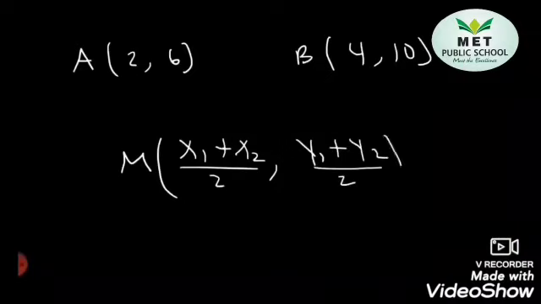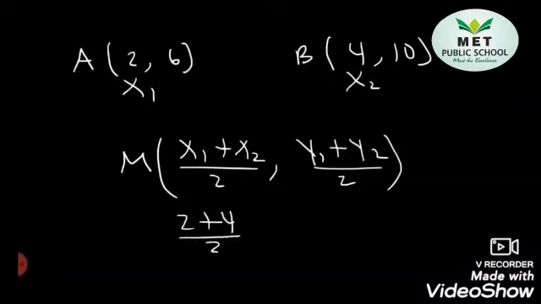Already the two coordinates are given for you, A and B. The first coordinate will be x1, y1, and the second coordinate will be x2, y2. So x1 and x2 you know, y1 and y2 you know, solve that. x1 plus x2, that is 2 plus 4 divided by 2. 2 plus 4 is 6. 6 divided by 2 is 3. So your answer will be 3, comma.